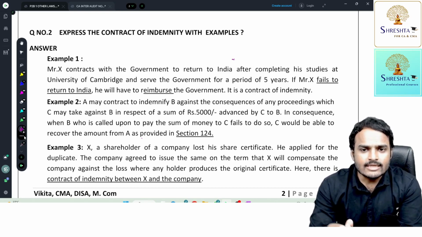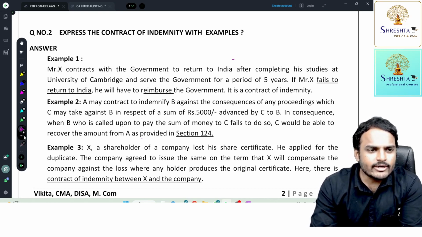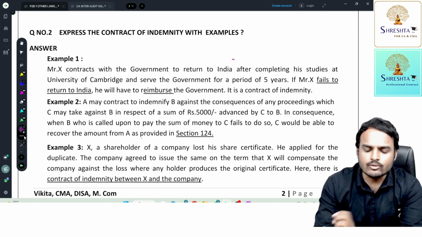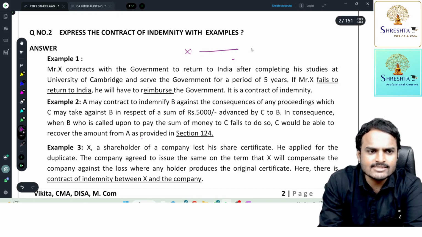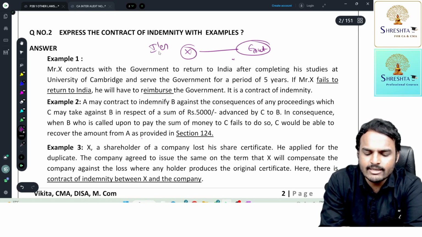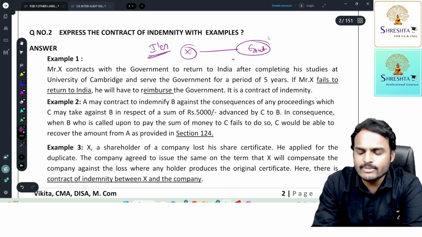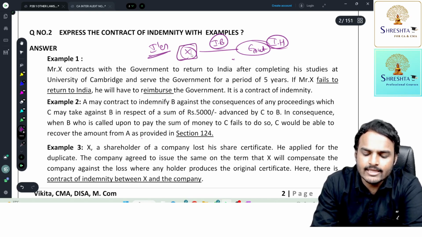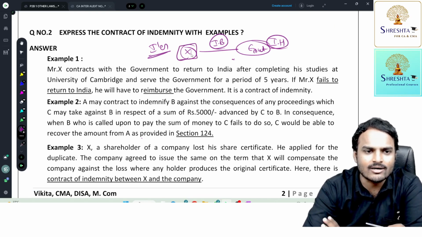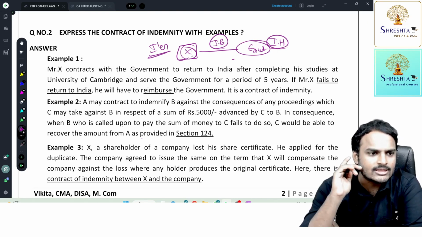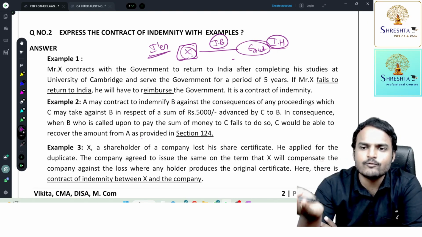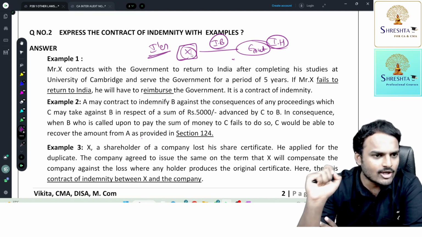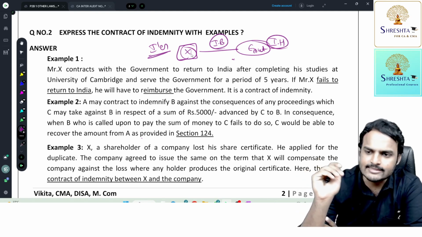Considering this example, is it an indemnity contract? Yes, this is an indemnity contract. Who are the parties to the indemnity contract? X and the government. Who is the promisor? X, so X is the indemnifier, and the government stands in the position of indemnity holder. When will the government enforce this indemnity bond? When X fails to return to India. Then the government will enforce that bond and recover some amount from X.